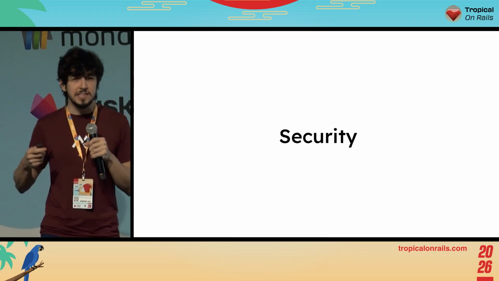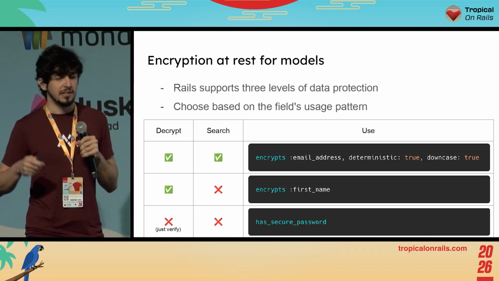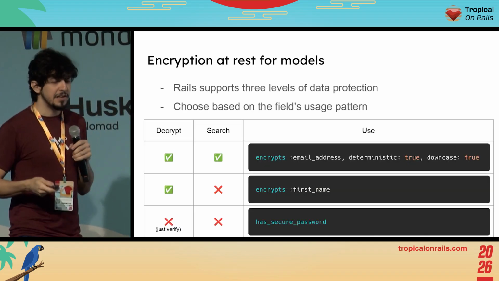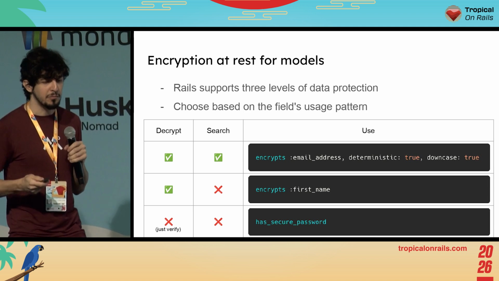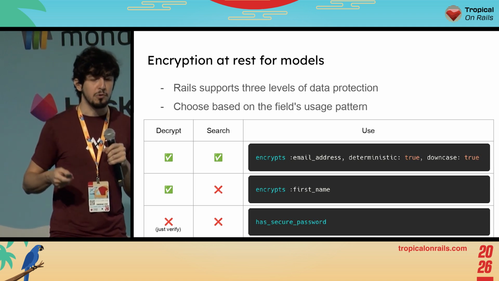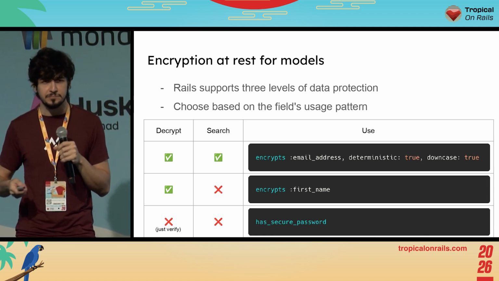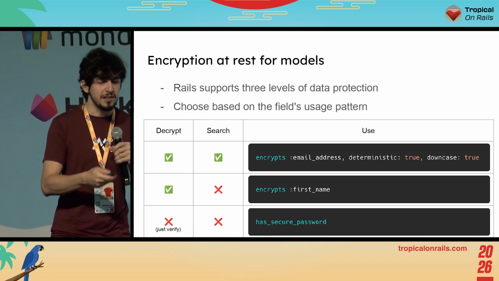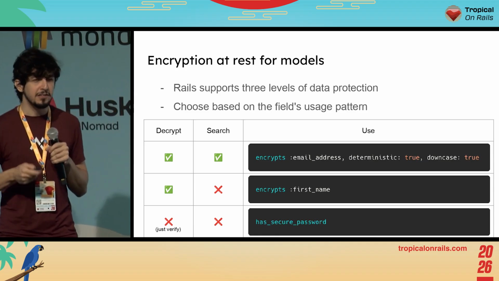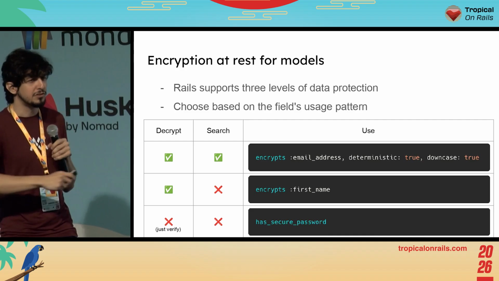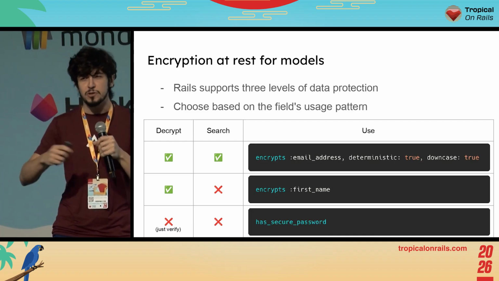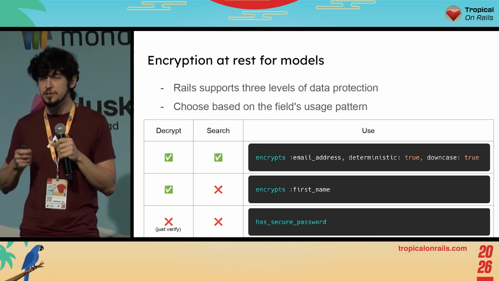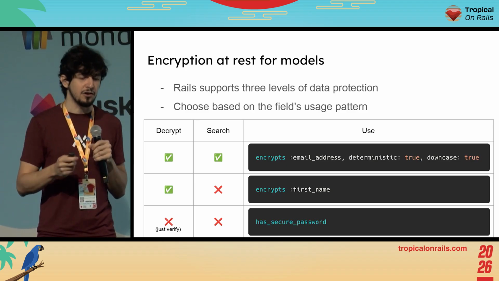You should also be thinking about security of your application. You should be implementing encryption at rest for your models. The good thing is that Rails already supports 3 levels of data protection by default, natively. You should choose based on the field's usage pattern. Like, don't just pick some of them because someone told you so. Understand the data usage of your application and decide accordingly.